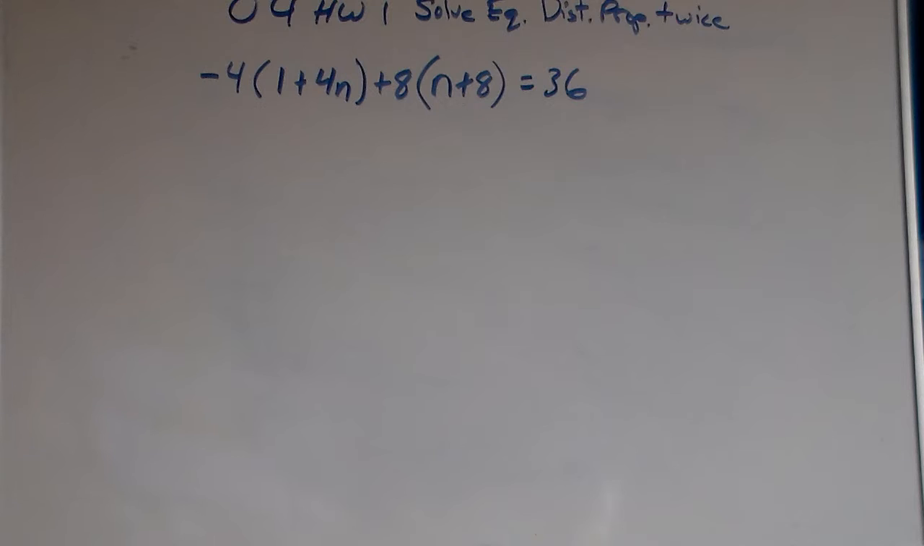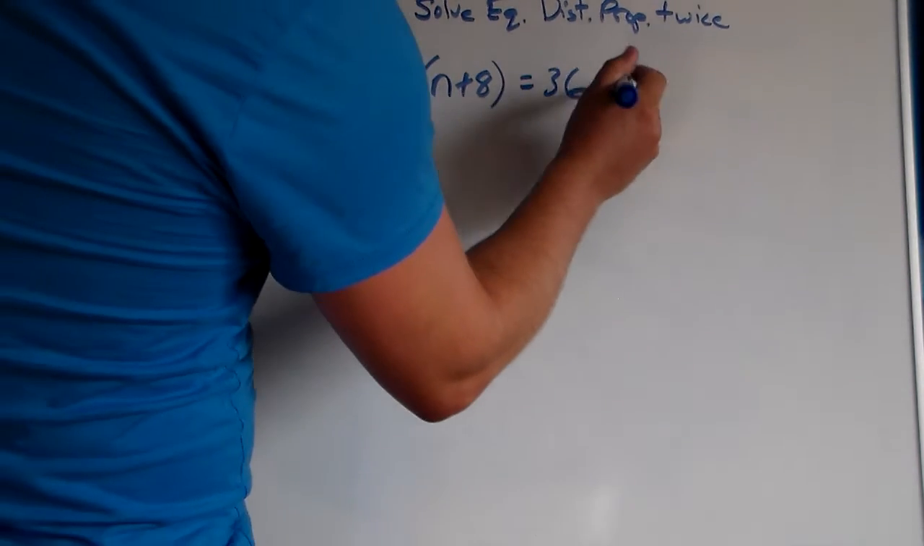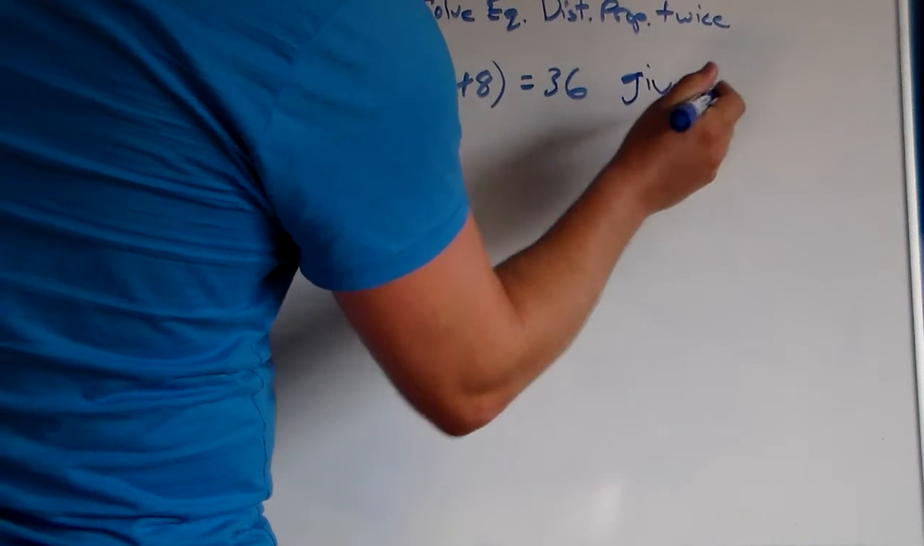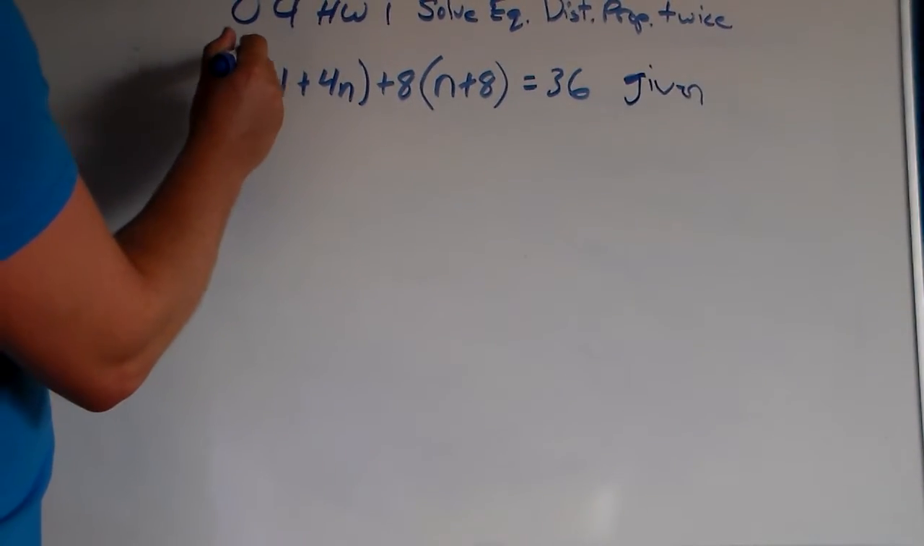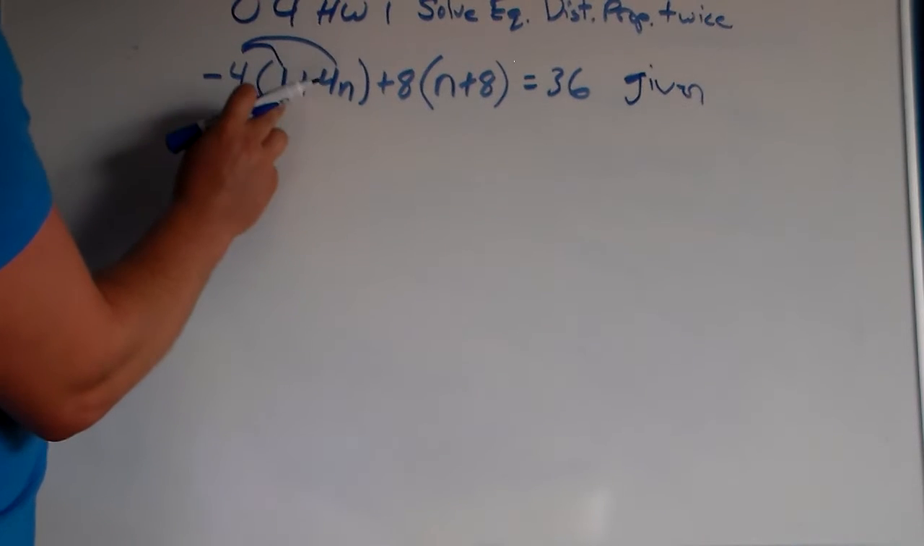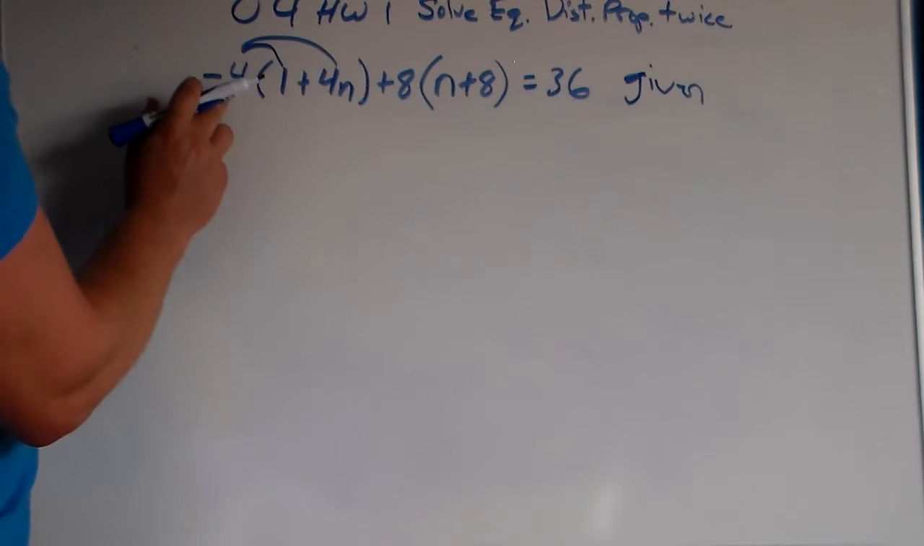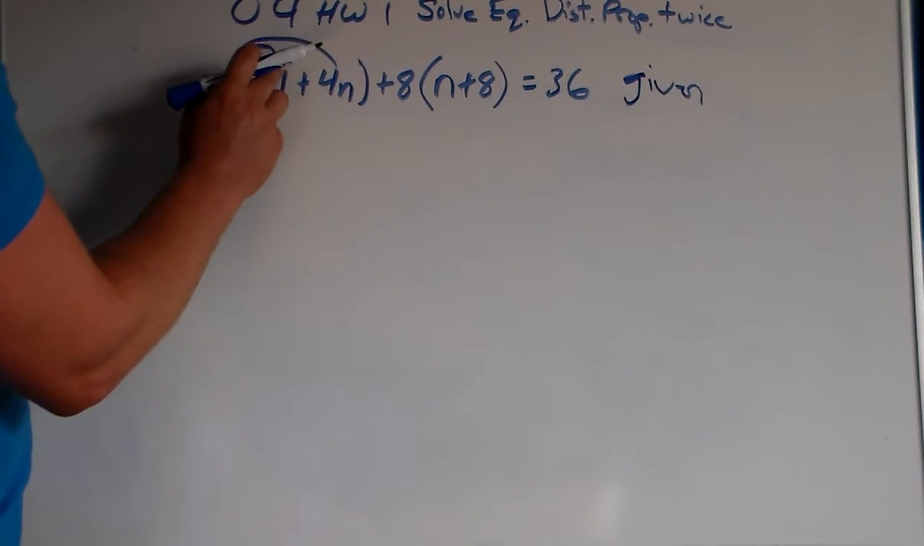So problem number 1, we have -4(1 + 4n) + 8(n + 8) = 36. This is given to us, so we write given. Our first step, we're going to want to distribute. So this -4 is going to be distributed both to the positive 1 and the positive 4n. These are two different terms, so that -4 has to be multiplied to both of them.